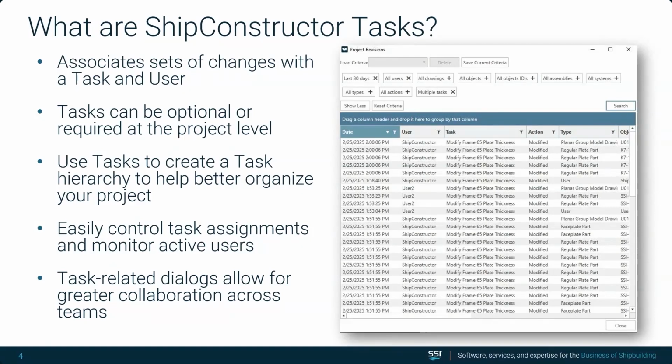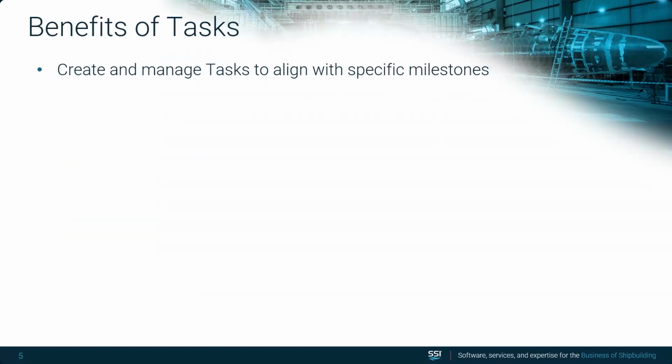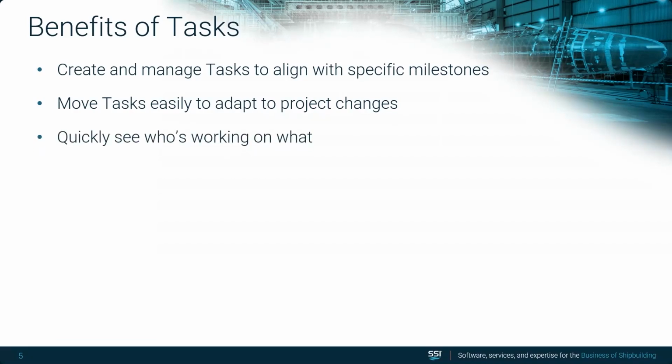Tasks allows you to create and track tasks that align with specific project milestones. You can build a hierarchy of tasks and subtasks, assign users, and monitor progress throughout the project, making it a powerful project organization tool. Tasks are also super flexible, allowing you to move, create, edit, or delete them as needed to adapt to project changes. As the project administrator, you have full control over how the tasks are managed. You can easily track who is working on what at any given time.